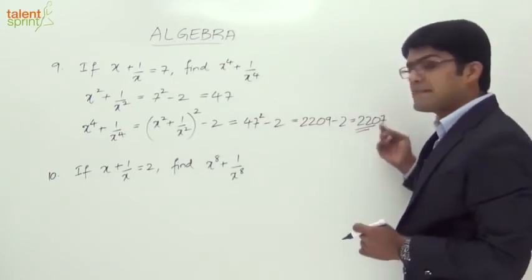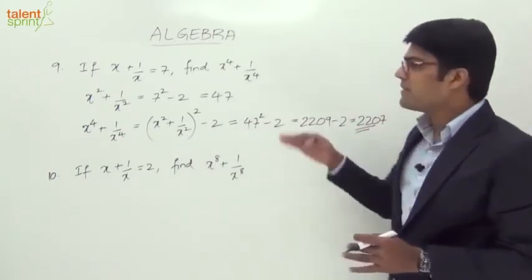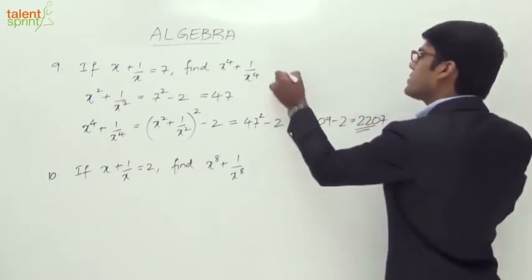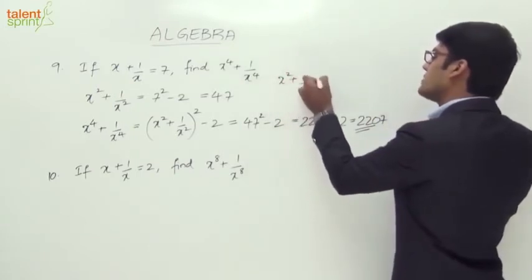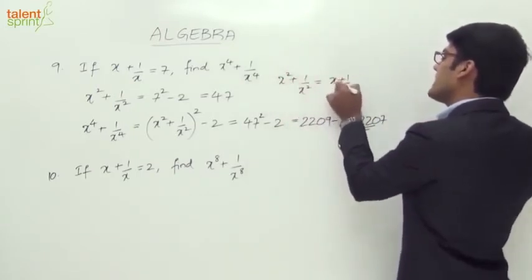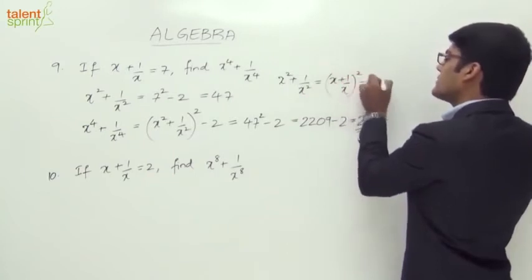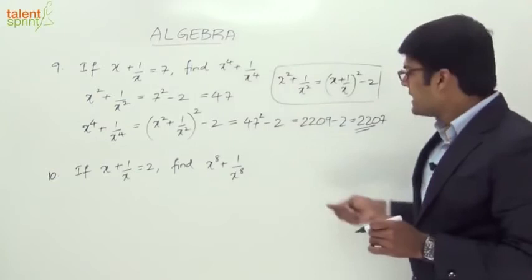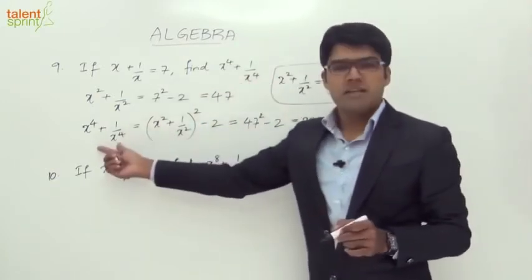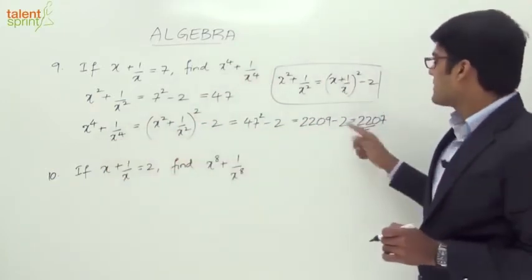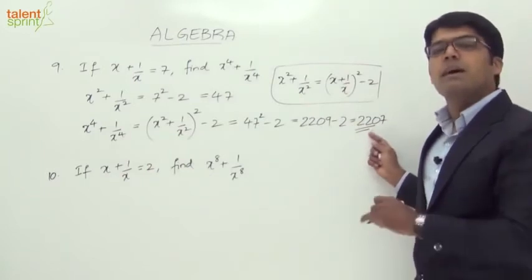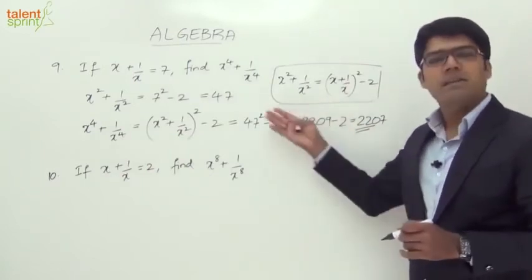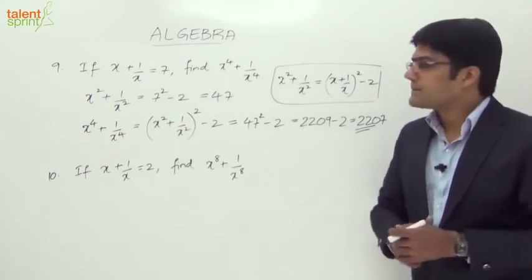Again square this and subtract 2. Right? So the idea here is based on a simple identity, that is x square plus 1 by x square should be equal to (x plus 1 by x) the whole square minus 2. Right? So if it is x power 8 plus 1 by x power 8, we already know what x power 4 plus 1 by x power 4 is. Just square that and subtract 2. So 2207 whole square minus 2. Right? And so on, we can find out the future steps.